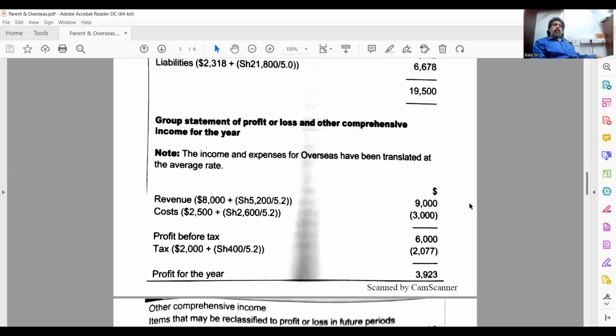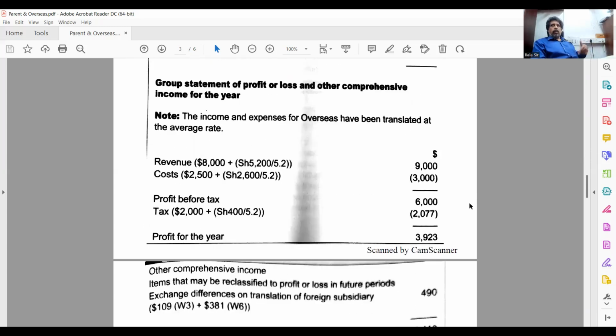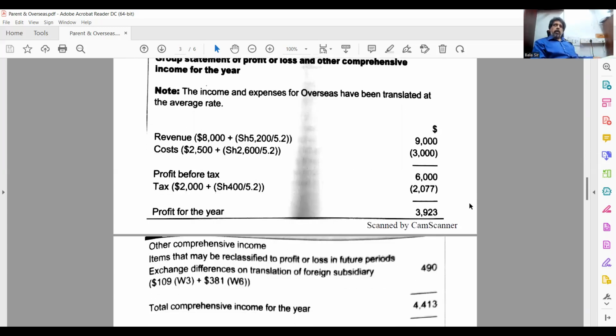Now we go to the statement of profit or loss and other comprehensive income. In that, first you take revenues. You can take the parent revenue in dollars as it is. But for the subsidiary, you translate at 5.2, the average exchange rate. And less cost the same way. Take the parent's cost as it is in dollars, and for the subsidiary at 5.2. And you get profit before taxation.